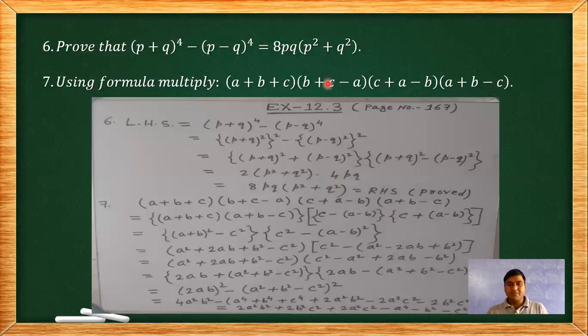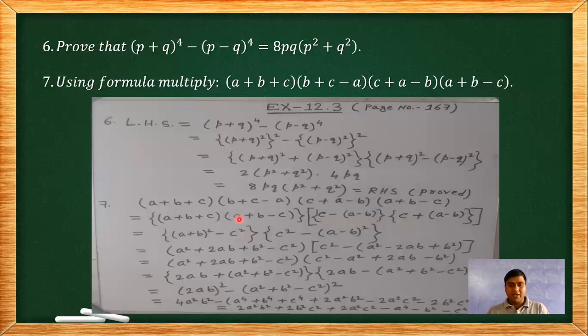Second term is c plus a minus b. This is the third term and this is the second term. From the second term, here c and minus is common, so minus common means a minus b. So c minus of a minus b, into c plus a minus b.